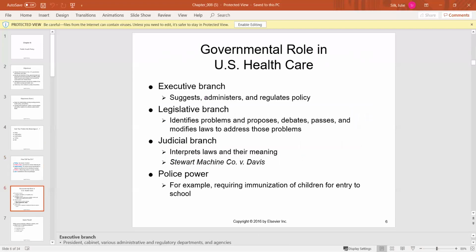Okay, so then this talks about the government's role in U.S. healthcare. So, of course, the executive branch is going to involve your president, the cabinet, the various administrative and regulatory departments and agencies, like the U.S. Department of Health and Human Services. So what the executive branch does is they suggest, administer, and regulate policy.